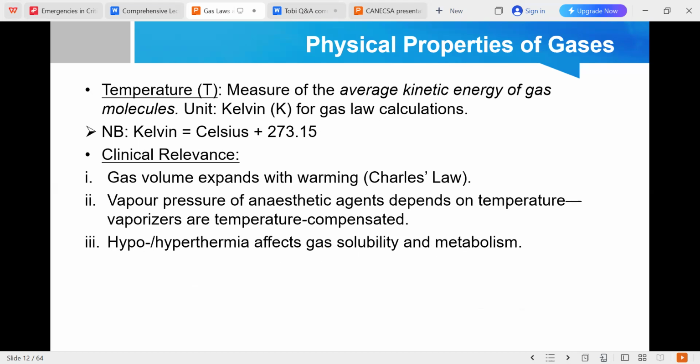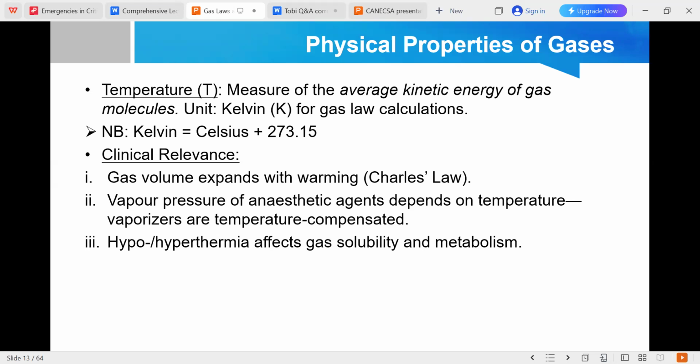high intrapulmonary pressures. The second property of gases that we're going to look at is the temperature, which is a measure of the average kinetic energy of gas molecules. The SI unit is Kelvin, and the relation between Kelvin and Celsius is presented in the slides. So Kelvin is equal to Celsius plus 273.15. The relevance is that gas increases in volume under increased temperature.